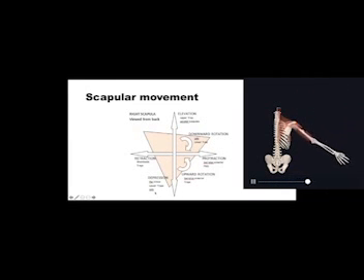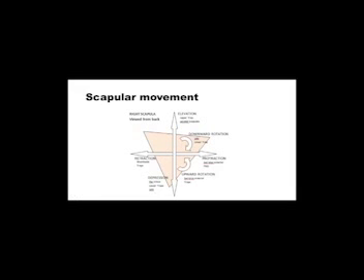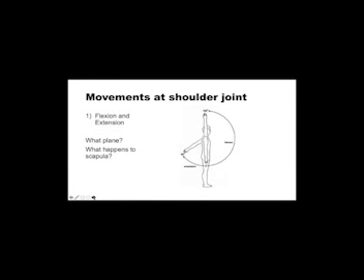And one movement that is not mentioned here is that the scapula will also tilt anteriorly, or tilt posteriorly. Those movements are essential when you do flexion and extension of your shoulder. So these are the scapular movements, and the muscles which complete these movements will be discussed later in the muscle part. Okay, so now let's talk about the shoulder joint movement.